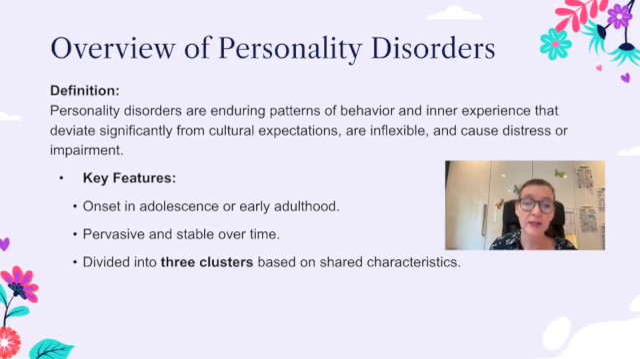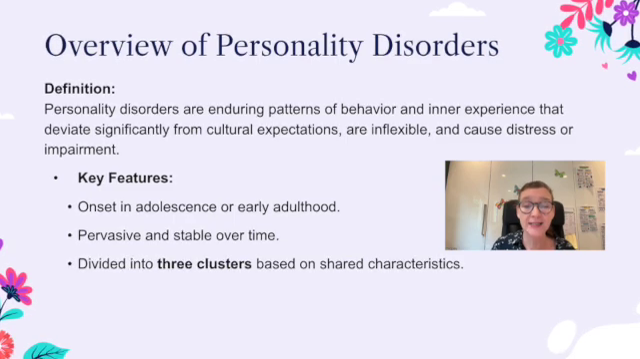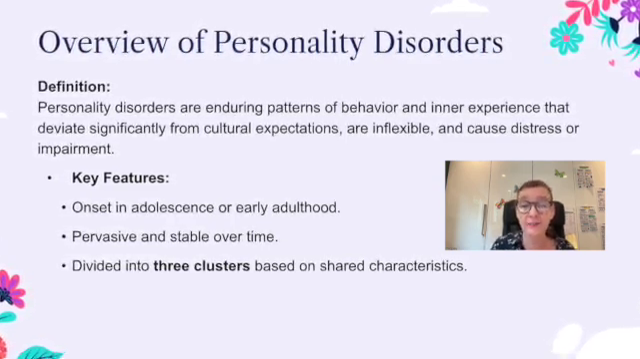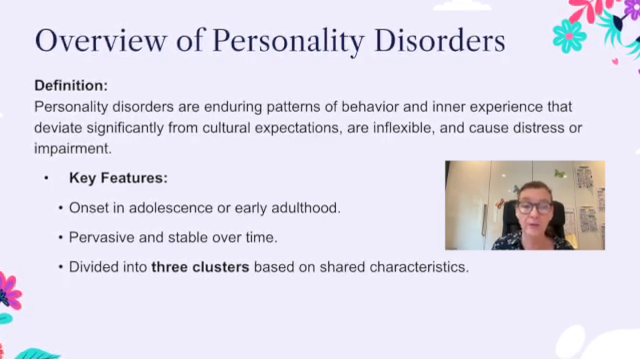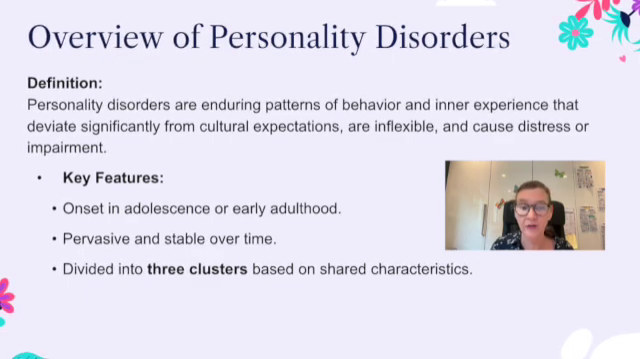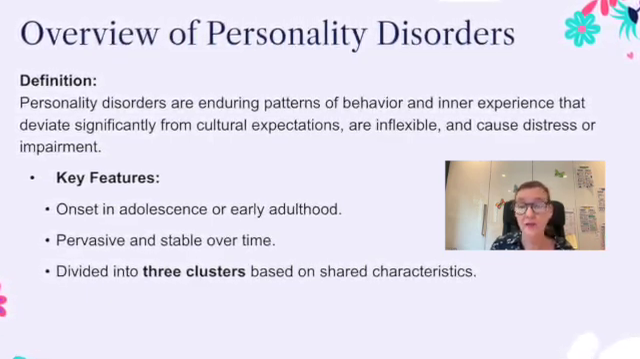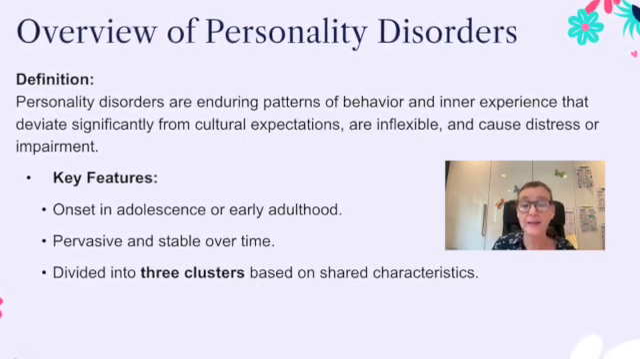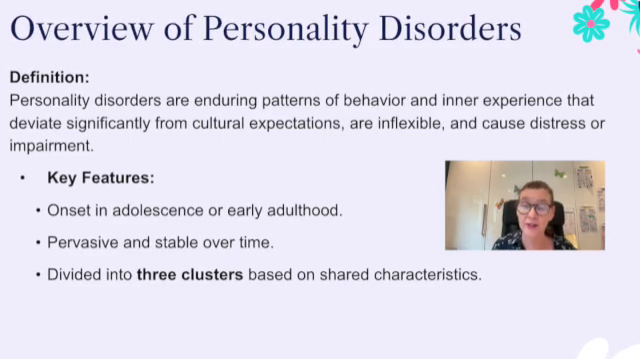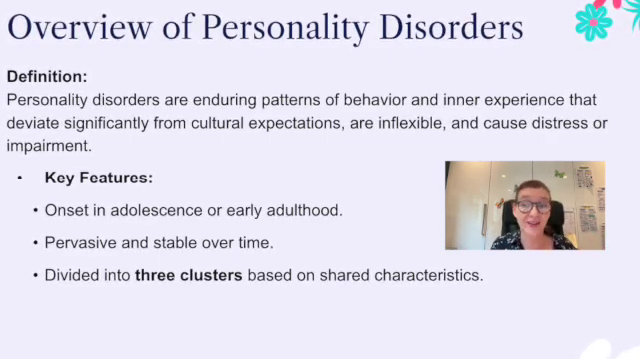The definition is: personality disorders are enduring patterns of behavior and inner experience that deviate significantly from cultural expectations, are inflexible, and cause distress or impairment. The key features we're going to be looking at are onset in adolescence and early adulthood, pervasive and stable over time, and that they're divided into 3 clusters based on shared characteristics. Today we're going to go through all the clusters, cluster A, B, and C, and talk about everything you need to know to do well on the test.